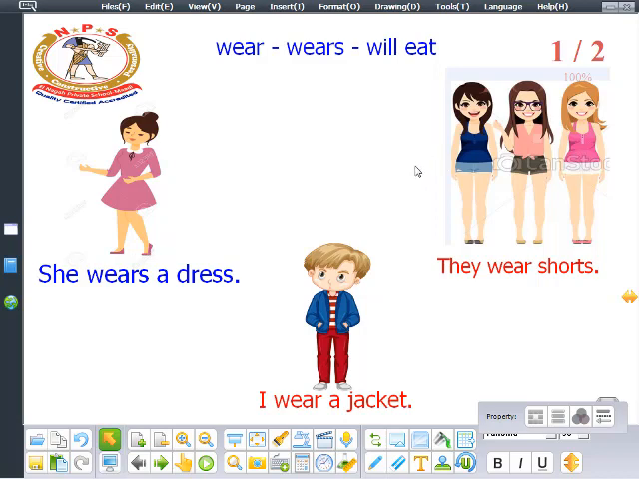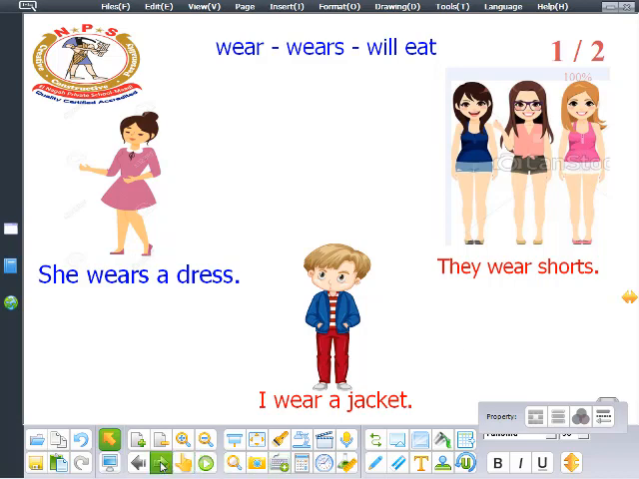But don't forget, when I talk about myself, I say I wear, no S. I put S with just he or she or it, just it. With any other thing, I don't put S. There's no S. So I say I wear, they wear, we wear, and so on.